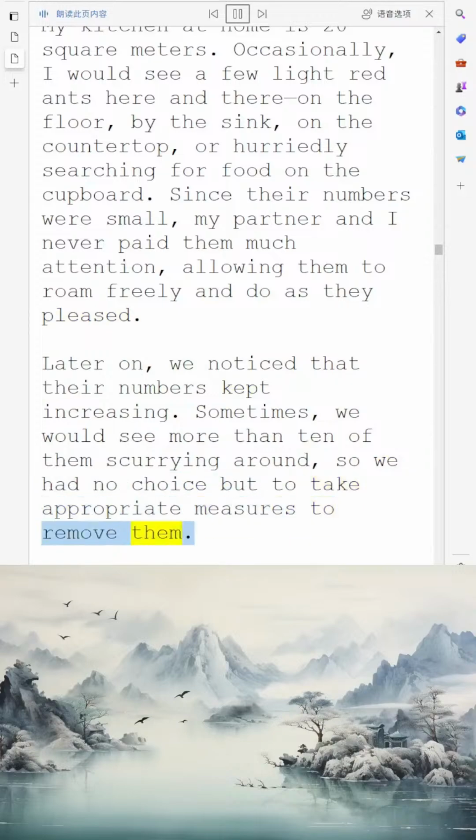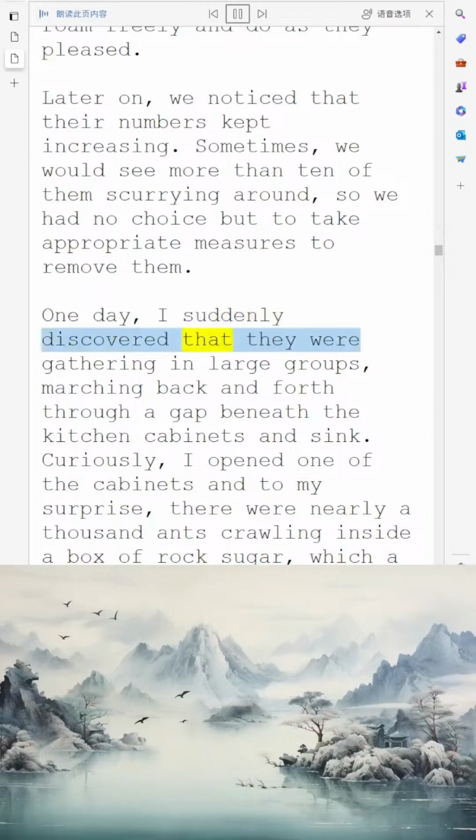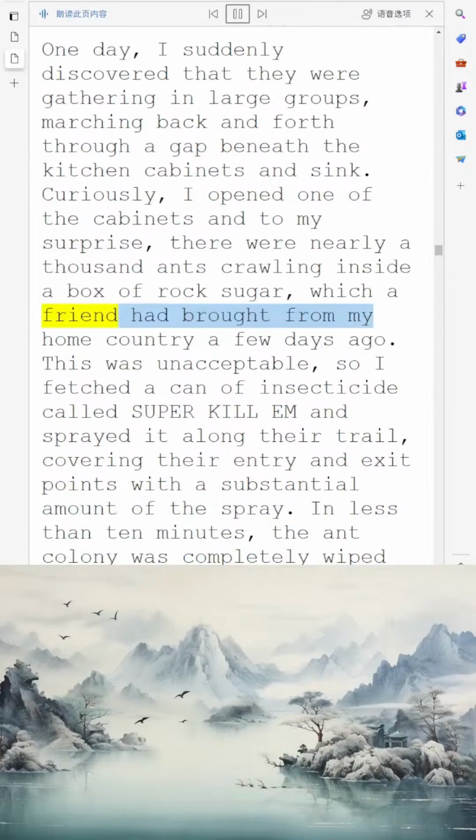measures to remove them. One day, I suddenly discovered that they were gathering in large groups, marching back and forth through a gap beneath the kitchen cabinets and sink. Curiously, I opened one of the cabinets and to my surprise, there were nearly 1,000 ants crawling inside a box of rock sugar, which a friend had brought from my home country a few days ago.